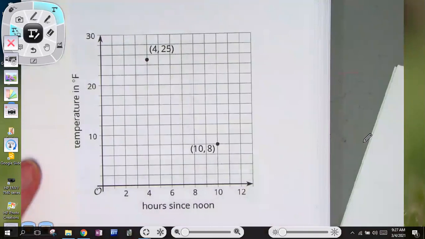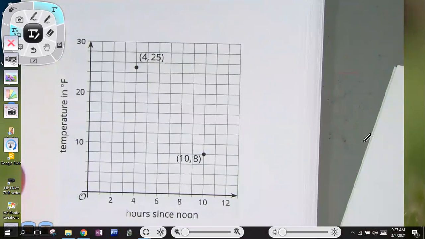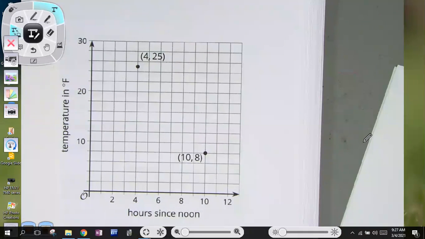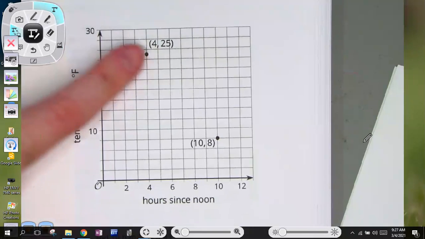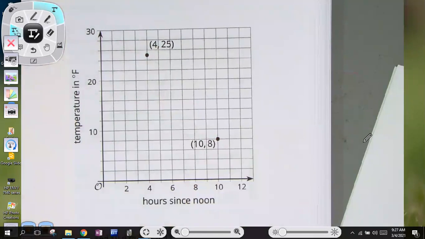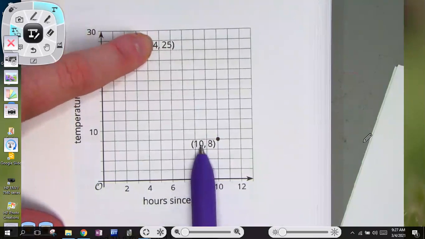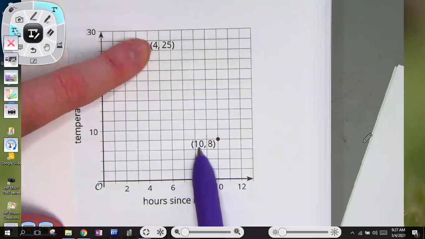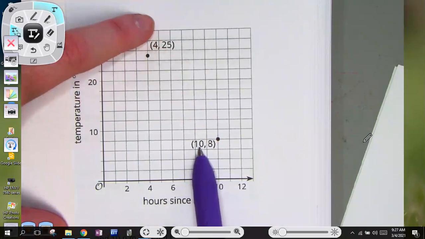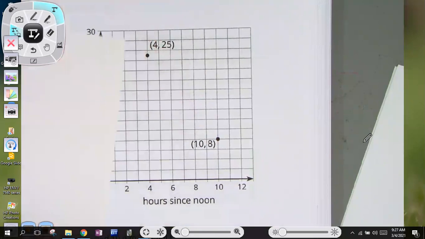Okay, so there it is. How fast was it dropping? Just like what we talked about in the last activity. How fast did it drop? Look at the time. How much time passed? It went from 4 to 10. So 4 to 10, how much time is that? 6 hours. So it dropped 17 degrees over 6 hours.